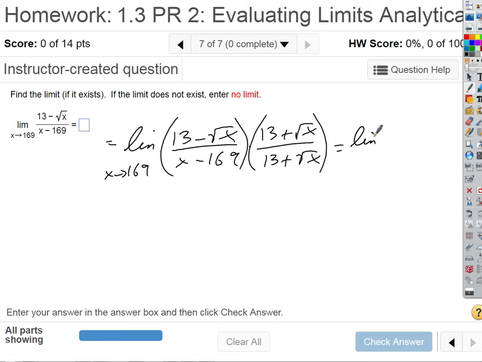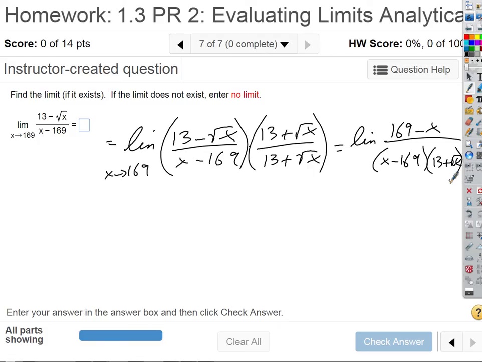Yeah, because now this is a conjugate product, so we're going to get a difference of squares. Everybody agree? A plus b times a minus b is a squared minus b squared. So I'm going to get 169 minus x on the top, right? Everybody agree? Okay, what about the bottom? On the bottom, I've got those two factors being multiplied together, so I've got x minus 169 times 13 plus radical x.